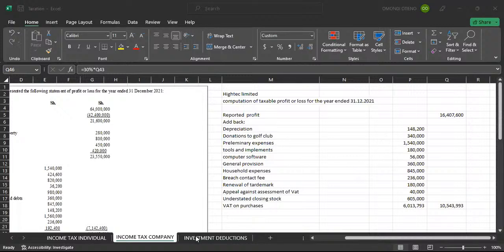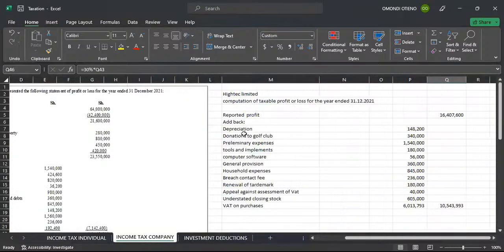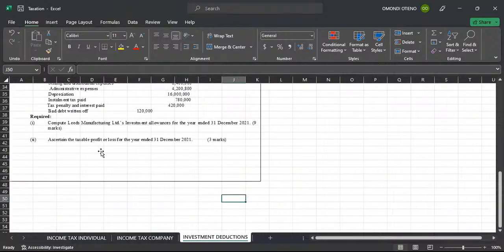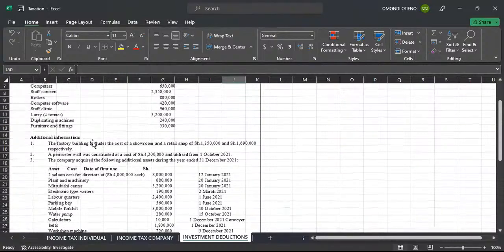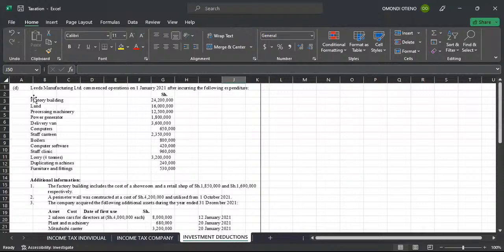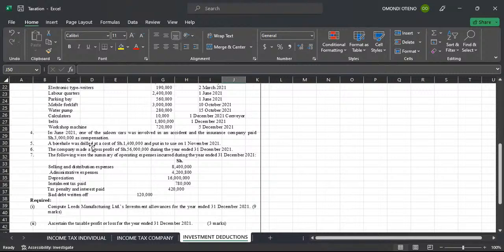So I believe we can end it at that point. Tomorrow we are going to look at the last thing, that is investment deduction, which we have just touched on in a few areas for the investment allowances. So we are going to look at a question where everything you are given revolves around the investment allowances. You have the non-current assets, that is the factory building, land, processing machinery, power generator, the computers, the photocopying machines, tools and implements. Then at the end of the day, you are supposed to calculate the investment allowances.